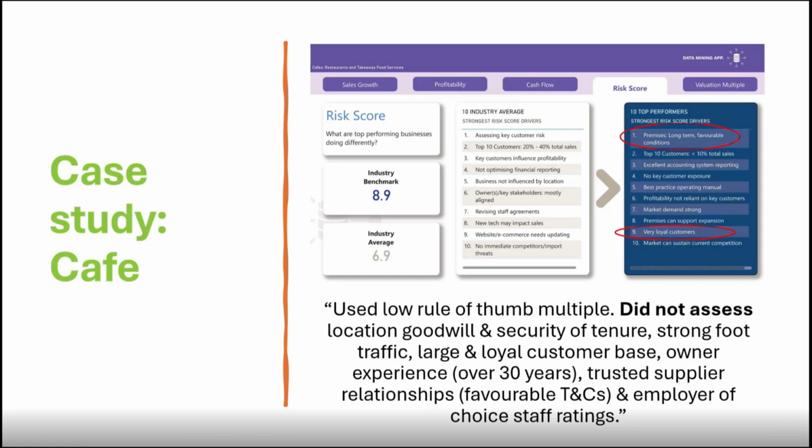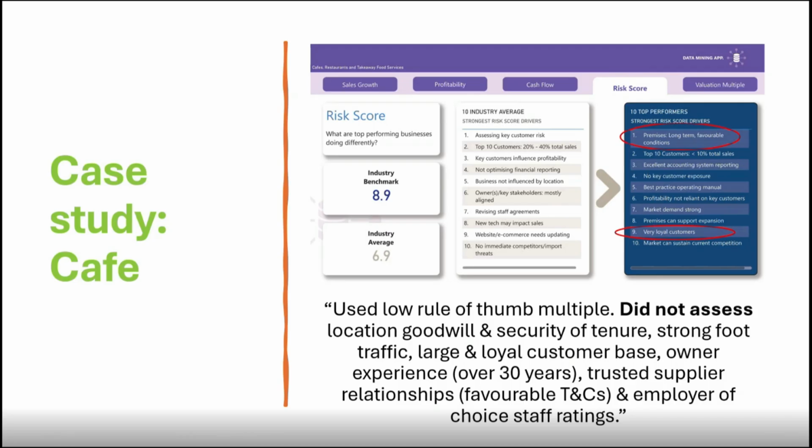So when our alliance partner, the accountant, looked at the valuation, the process did not assess location goodwill. It did not assess security of tenure, strong foot traffic, large and loyal customer base, the owner experience, they had over 30 years, trusted supplier relationships, they had favourable terms and conditions, and they continuously got from their staff an employer of choice rating. And they were able to look at the top performer report, and two of the KPIs that relate to the risk score, the business had a very favourable outcome. But the valuer for the property developer used a rule of thumb multiple that didn't assess any of these non-financial KPIs, and they did not have a methodology to back up why they used such a low multiple.